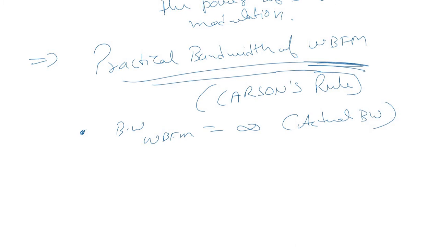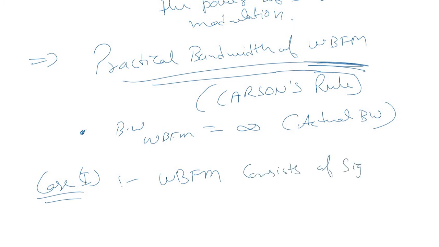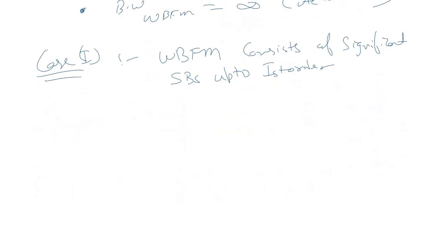Just a simple case 1: we assume that WBFM consists of significant sidebands up to first order only. This is case 1.